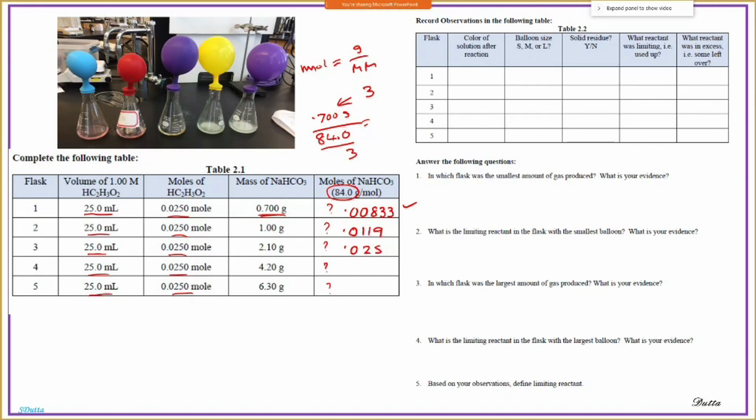Next one is going to be 0.0500. I need to have two zeros to keep the significant figure number three. And the next one is going to be 0.0750. So notice here, the equation had a 1-to-1 ratio. So what was the equation?